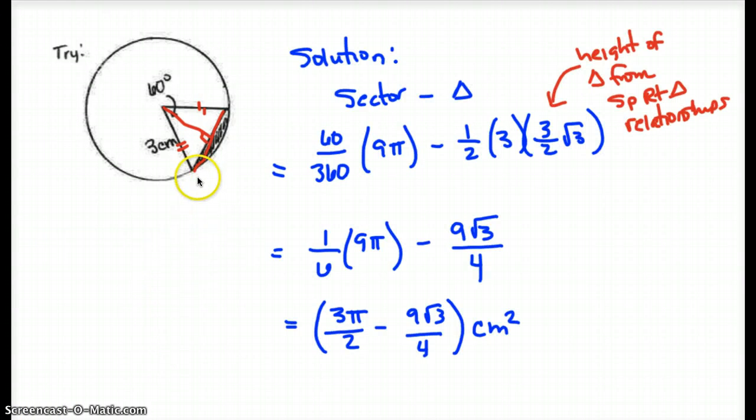Here's the solution to that problem. Here's the area of the sector: central angle, divide by 360, multiplied by area of the circle. Here's the area of the triangle. There's 1/2 the length of the base times the height. Notice again that I had to use my special right triangle relationships to calculate that height before I could actually find the area of the triangle. Simplify both expressions and don't forget your unit.